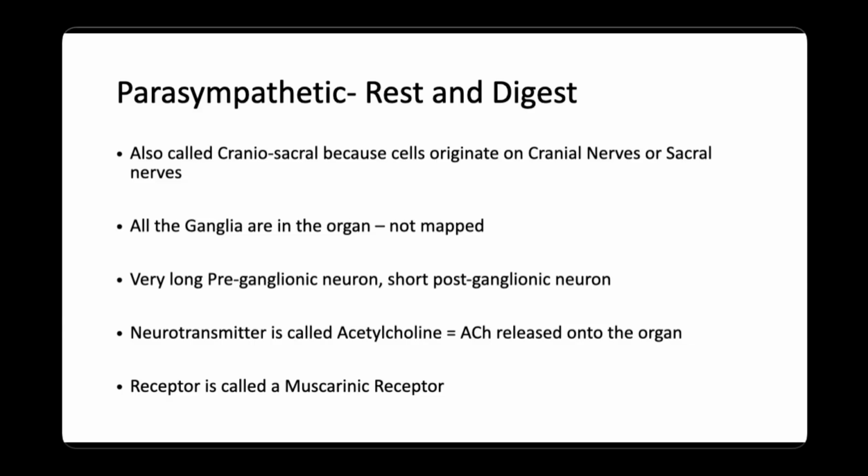Parasympathetic has a very long preganglionic neuron and a very short postganglionic neuron. The neurotransmitter is acetylcholine, that's ACH, and it binds to muscarinic receptors. So sympathetic equals adrenergic, parasympathetic equals muscarinic.